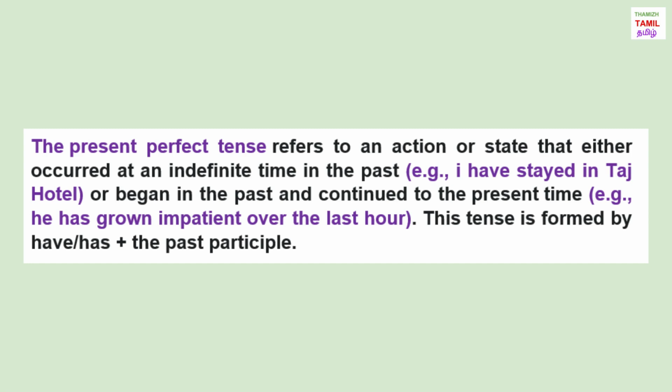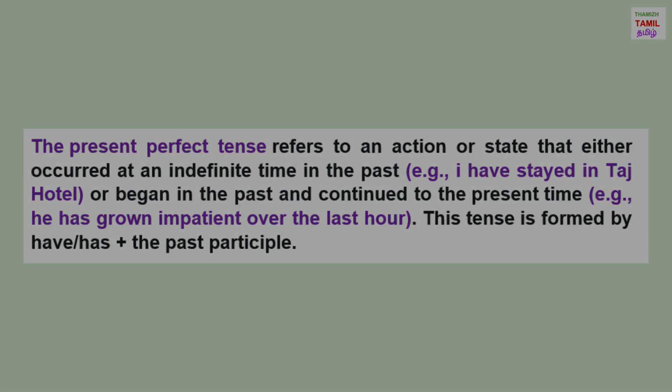Now, the present perfect tense refers to an action or state that either occurred at an indefinite time in the past, that is, I have stayed in Taj Hotel, or began in the past and continued to the present tense, that is, he has grown impatient over the last hour. This tense is formed by have, has, plus the past participle.